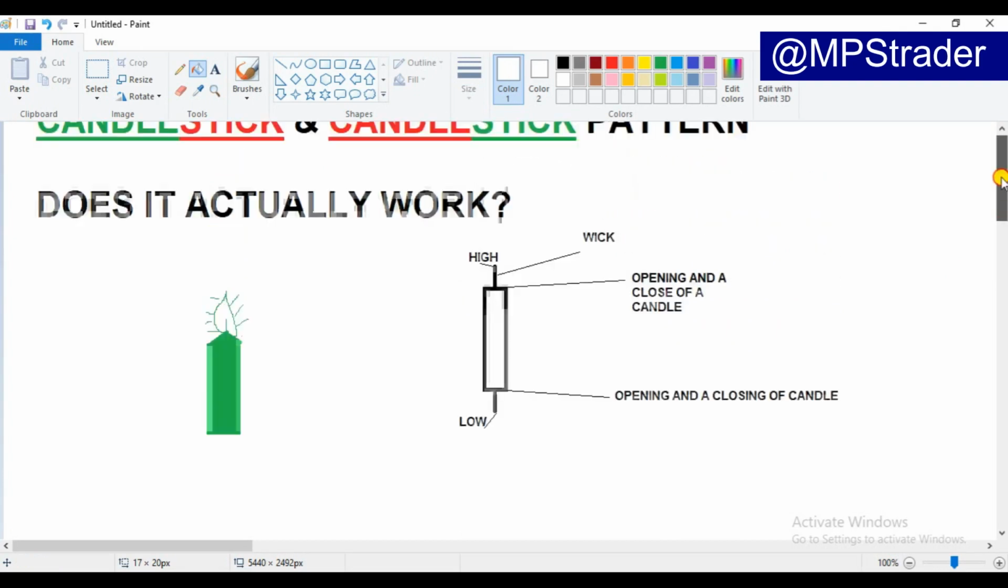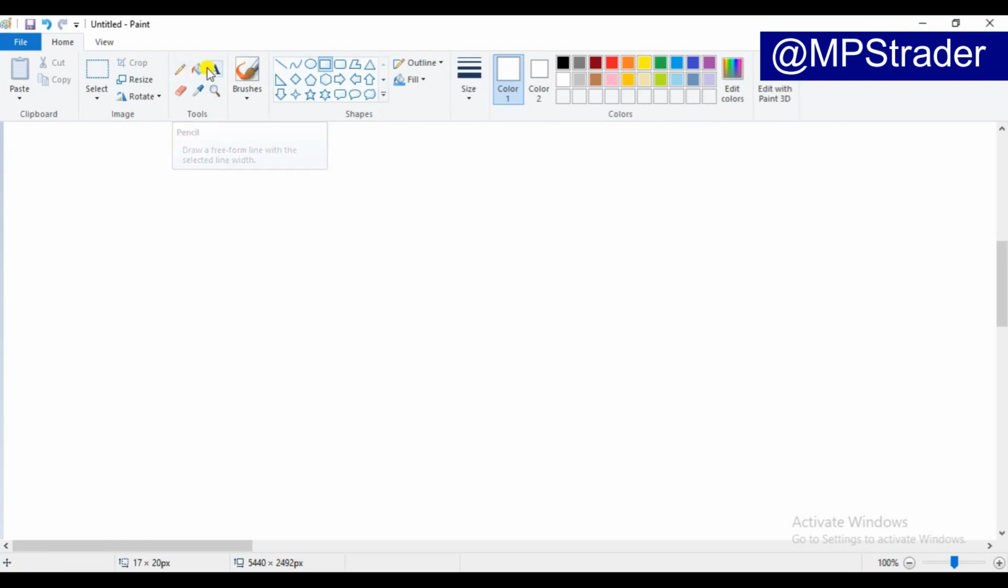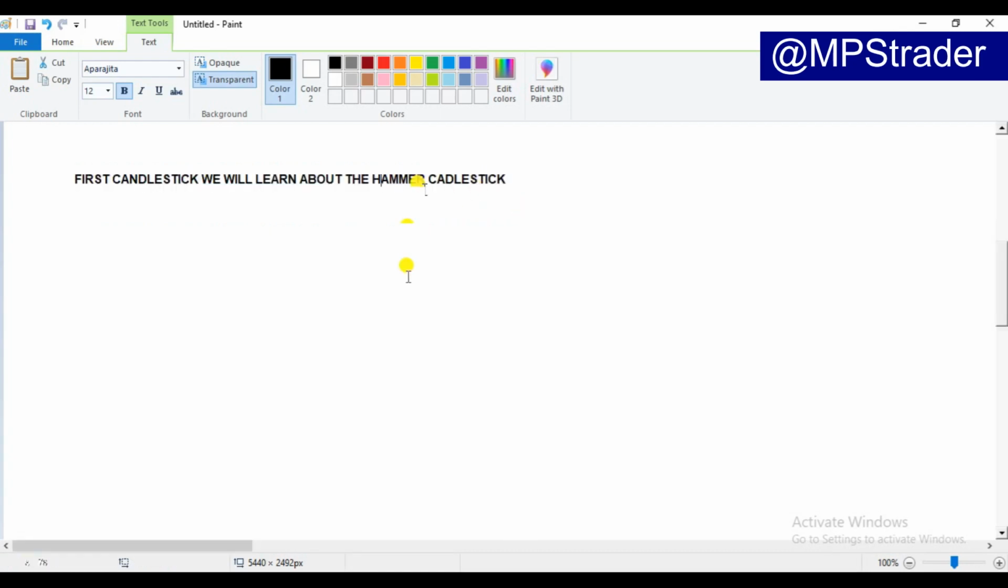First candlestick, we will learn about the hammer candlestick.